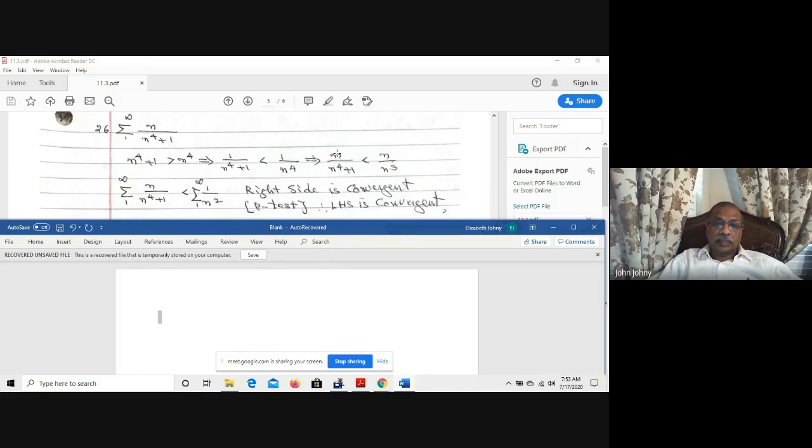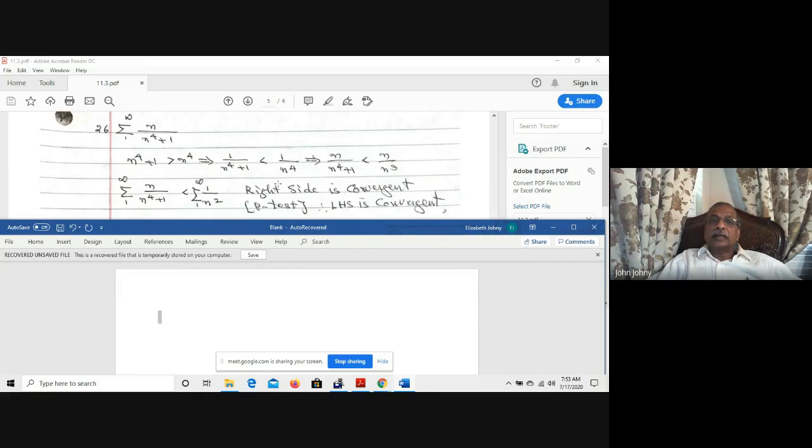n divided by n to the 4 plus 1 is less than n divided by n to the 4, which is 1 over n cubed. And so sigma 1 to infinity n over n to the 4 plus 1 is less than sigma 1 to infinity 1 over n cubed. Right side is convergent because of the p-test. Therefore, left hand side is convergent. So instead of using the integral test, we applied the comparison test.